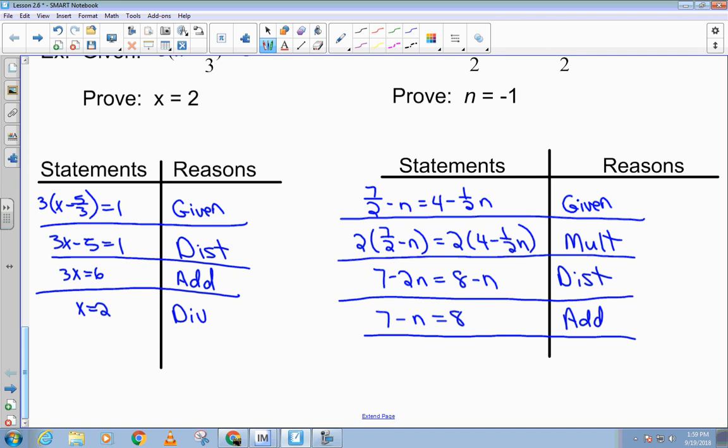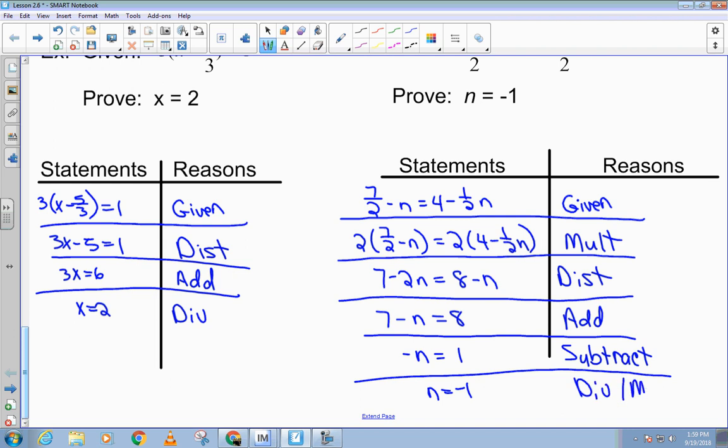Subtract 7 from both sides. That's negative n equals 1. And that is by subtraction. Okay? And then what would you do? Multiply or divide, right? Either one would work. By negative 1. And there's your answer.